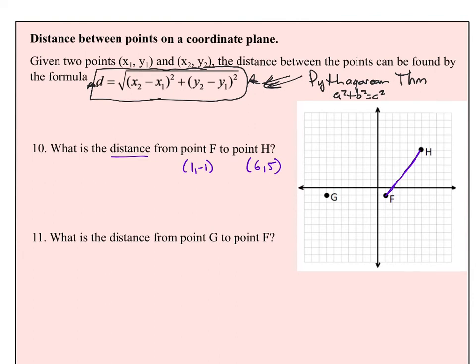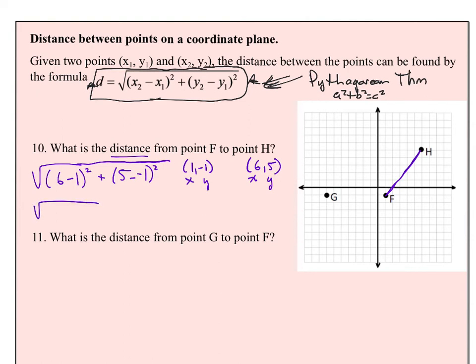Well, this is an X, this is a Y. This is an X, this is a Y. So my distance formula looks like this. I have this big, long square root. So I take X minus X, that's the second X minus the first X, squared. Then I take the second Y minus the first Y, squared.